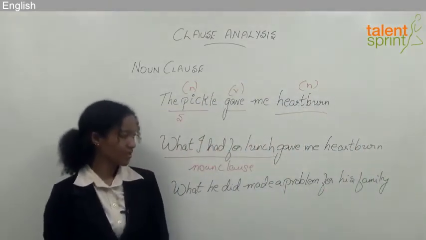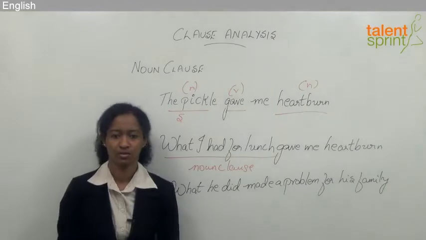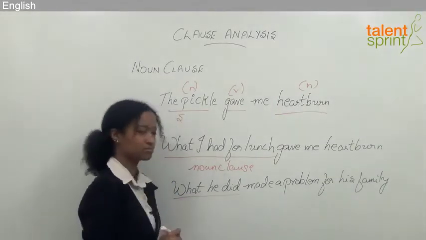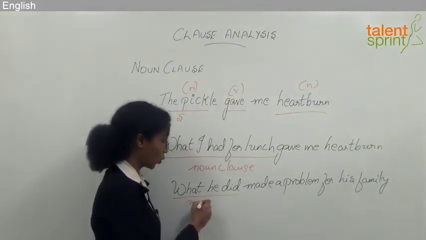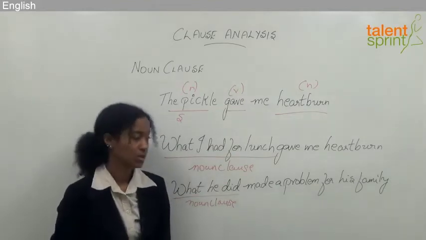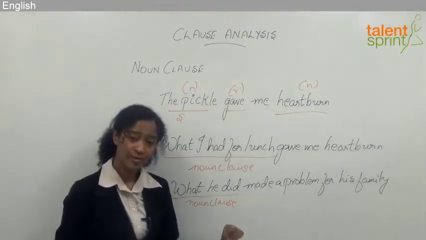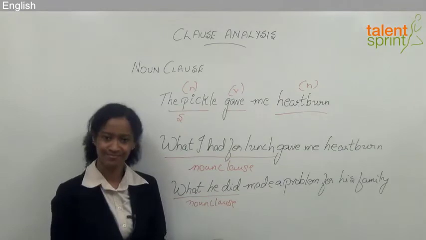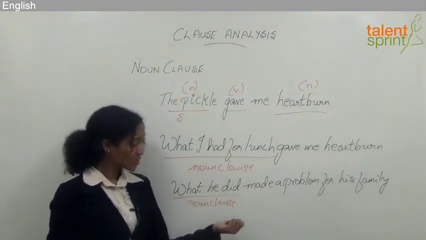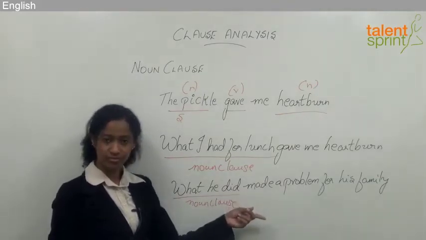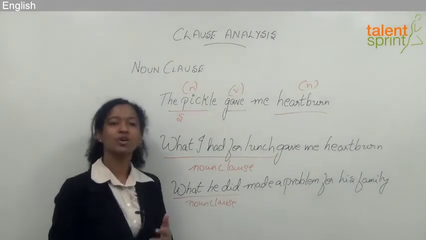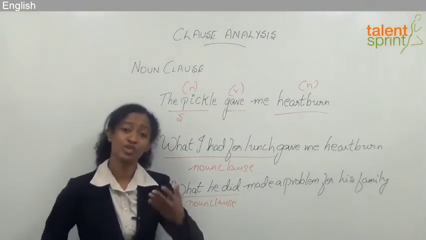Okay, so what he did made a problem for his family. Here again, what he did is my noun clause. How? Made is my verb. So, what made a problem for his family? What he did. Yeah, so this is my noun clause. So here, the noun clause is functioning as a subject to the verb. Now sometimes the noun clauses can also function as an object to the verb.